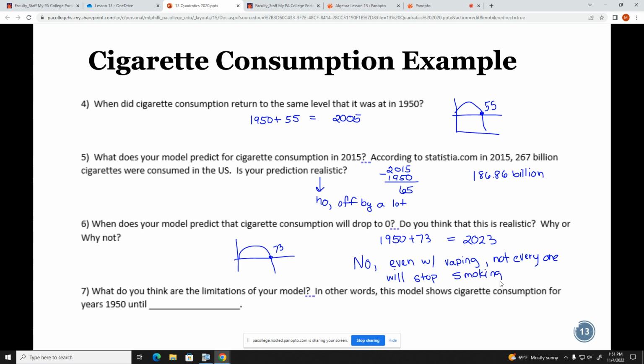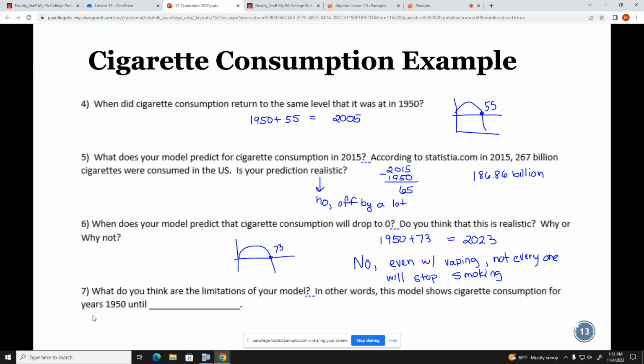So then we're asked a question, and it's a question we often have to consider when we're dealing with parabolas. The parabola fit the data reasonably well, but there's a limitation because parabolas always head either towards positive infinity or negative infinity. And this one with the concave down shape goes to negative infinity, but cigarette consumption doesn't go to negative infinity. So there is a limit to when our model works. And so they asked, what do you think is the limit for our model?